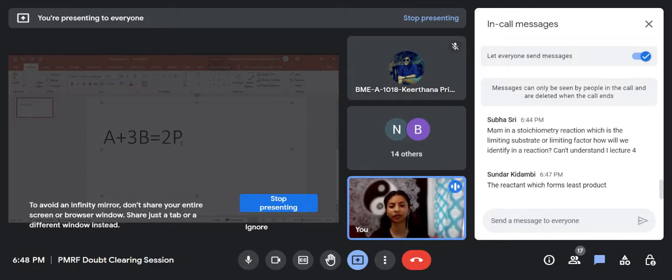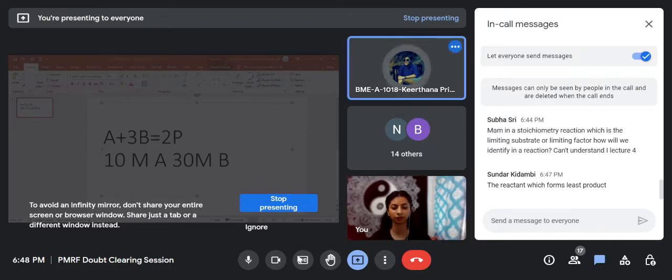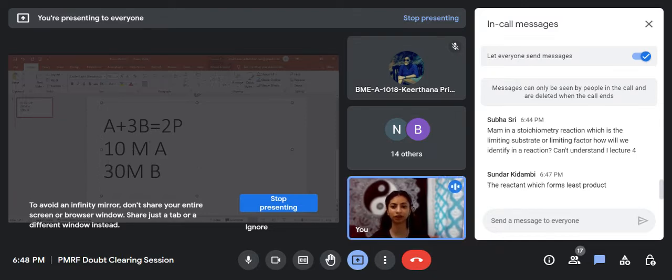So in case you had given equal amounts of A and B, that means you have 10 A, right? To get the full amount of product from the A that you had, you will need 3 times that of B. So you will need 30 moles of B, right? Does that make sense? Can someone say yes or no? Yes, ma'am. Okay. So if you had 10 moles of A, you would have needed 30 moles of B to get this 2 moles of product.